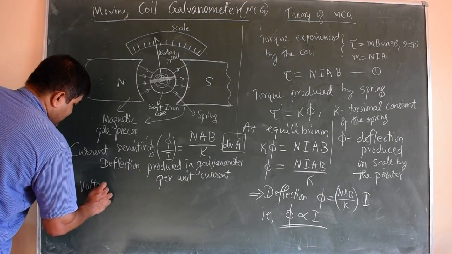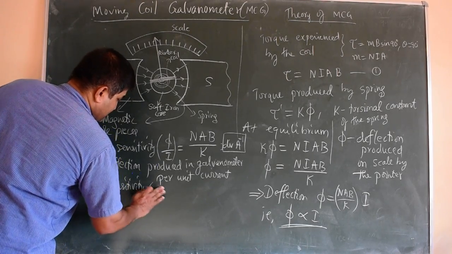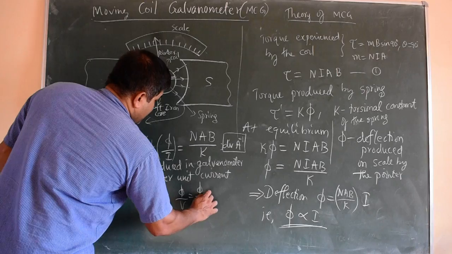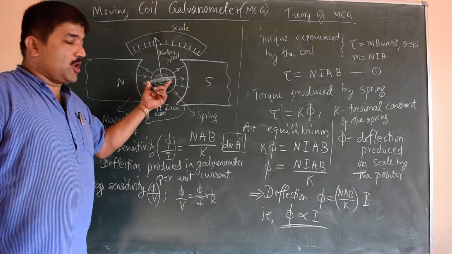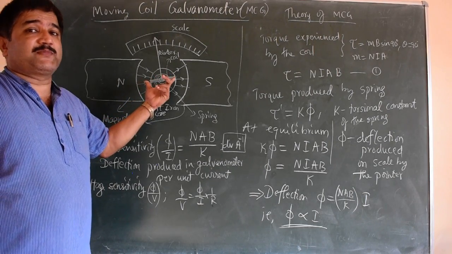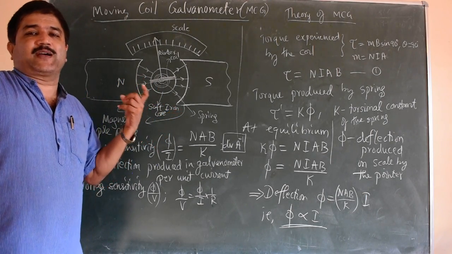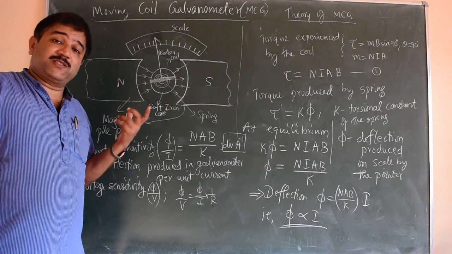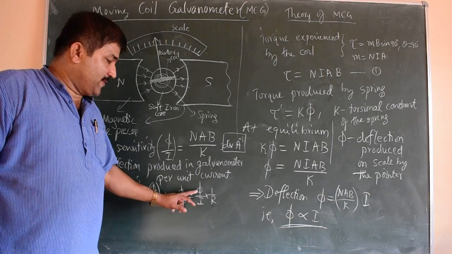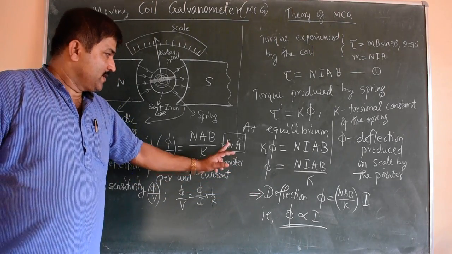Next, another term called voltage sensitivity. Voltage sensitivity is phi by V. So we can write phi by V equal to phi by I into 1 by R. Agree? Because of Ohm's law. The resistance of the coil is R, I is the current through the coil, then the potential difference across the terminals of the coil V equal to I into R from Ohm's law. So we can write phi by V as phi by I into 1 by R. Phi by V is called voltage sensitivity. Phi by I we already know, NAB by K.